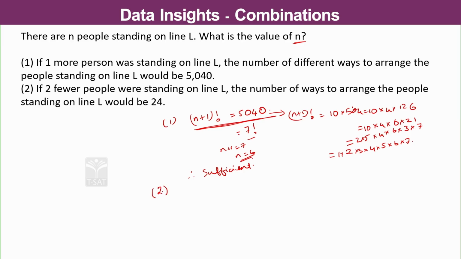And the second statement says that if two fewer people are standing on the line L, the number of ways to arrange people on the line would be 24. That means (n minus 2) factorial would be equal to 24. 24 is nothing but 4 factorial. So, therefore, n is equal to 4 plus 2, which is equal to 6. Again, this information is sufficient to answer the question. Therefore, the answer is option D, when each statement alone is sufficient to answer the question.